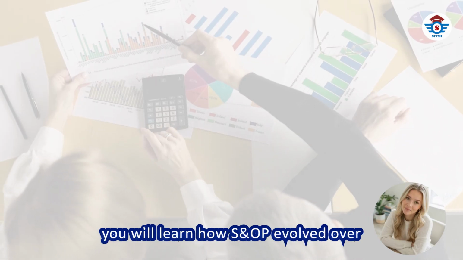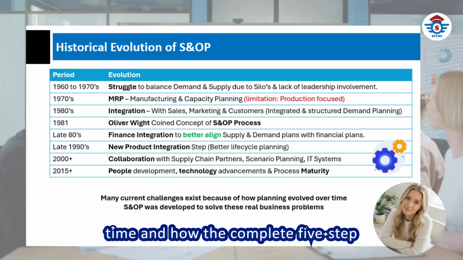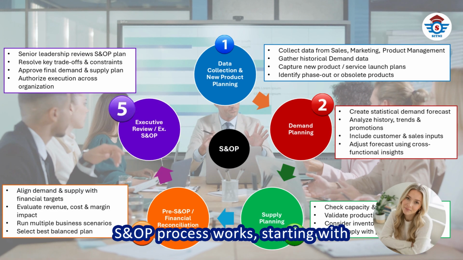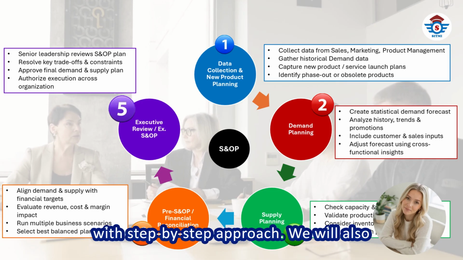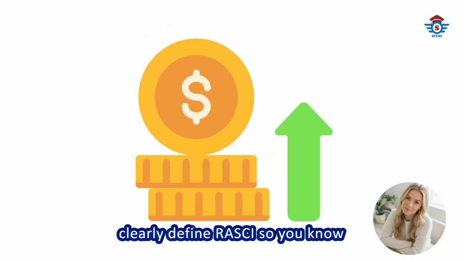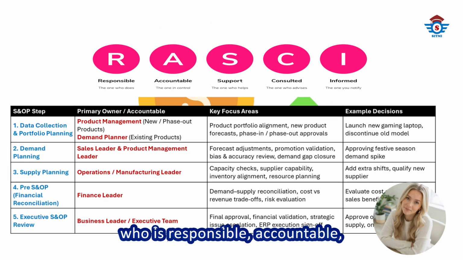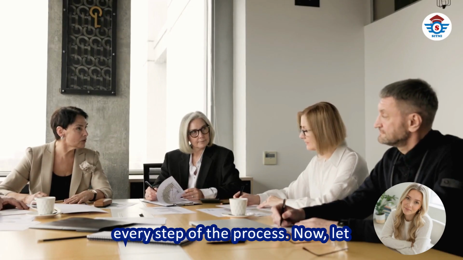Further, you will learn how S&OP evolved over time and how the complete 5-step S&OP process works, starting with new product planning to executive review with step-by-step approach. We will also cover the benefits of S&OP and clearly define RASCI so you know who is responsible, accountable, supporting, consulted, and informed in every step of the process.